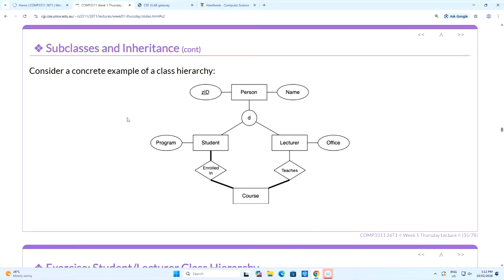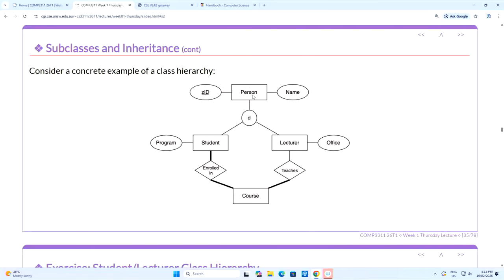So I think this happened to me when I was... everybody in UNSW should have a ZID, and ZID is the unique identifier of everyone in UNSW. And name is an attribute, and maybe we have other attributes. And here, students and lecturers are subclasses of person.